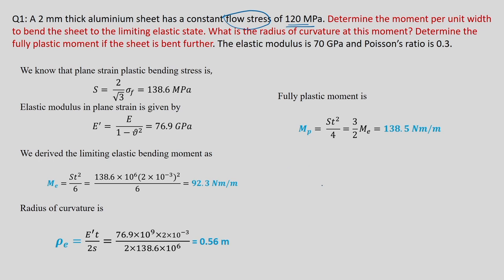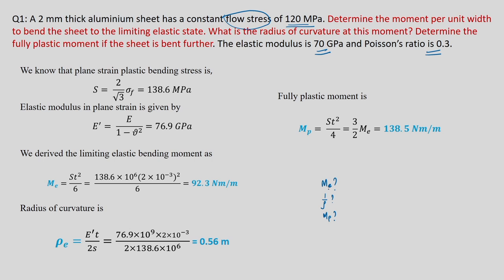Now, determine the moment per unit width to bend the sheet to a limiting elastic state. That means the first question is, you need to get ME. What is the radius of curvature 1 by rho at this particular stage, when M becomes ME? Then determine the fully plastic moment when the sheet is bent further. You are not stopping at the limiting case, you are bending further. What will be the fully plastic moment, that is MP? Two values are given: Young's modulus and Poisson's ratio. The aluminum sheet has a Young's modulus of about 70 GPa and a Poisson's ratio of about 0.3.